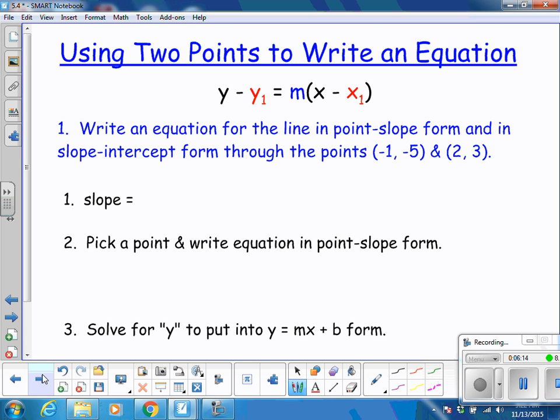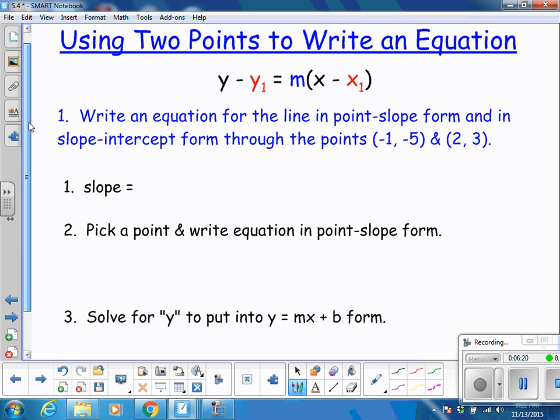Using 2 points to write an equation. Write an equation for the line in point-slope form and in slope-intercept form. Okay, remember point-slope form is our new one that we're working on. Slope-intercept form is my y equals my slope plus my y-intercept. That's why it's called slope-intercept form. Those are the points I'm given.